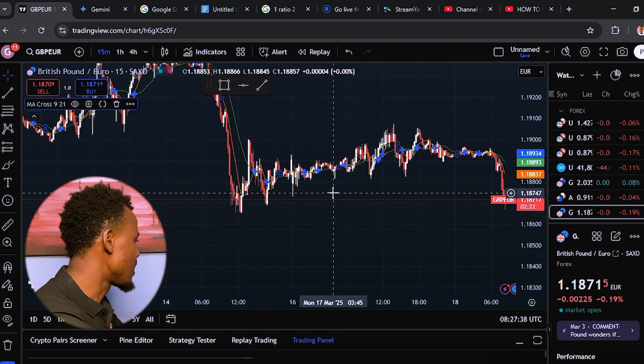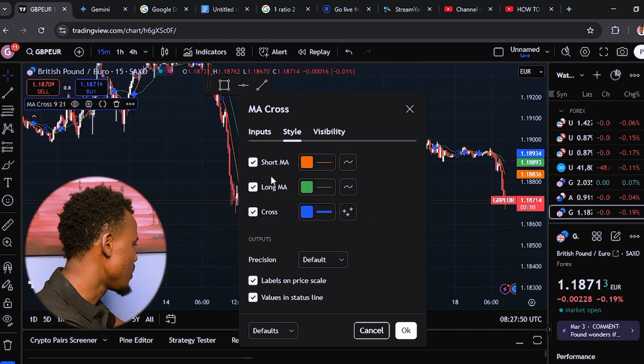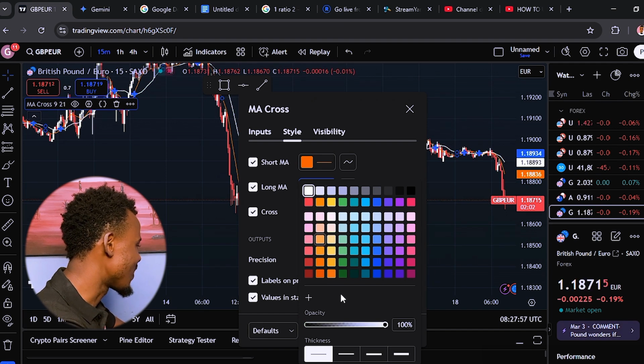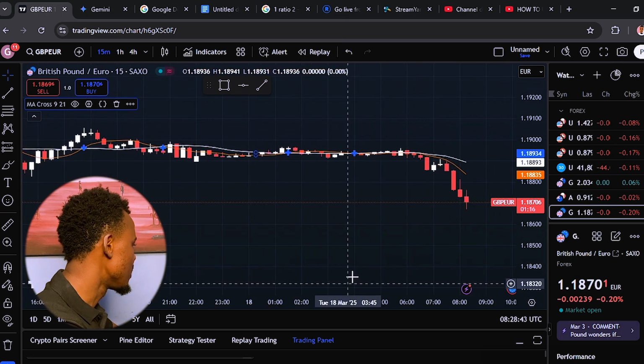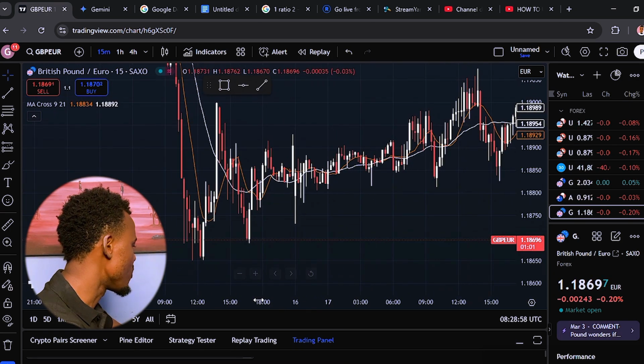First things first, let's take away these crosses that are over here. Come over to style. My short is normally yellow, and as you can see, I love white candlesticks, so I also love white lines. I love white things, right? Click on cross, take away all these crosses that you're seeing here, because it makes your chart look boring. We have our moving average set.